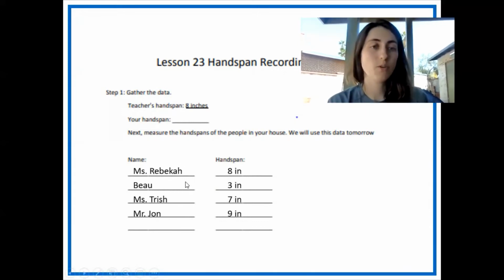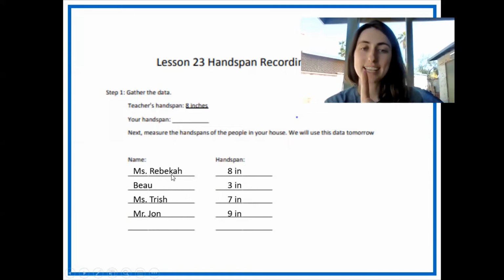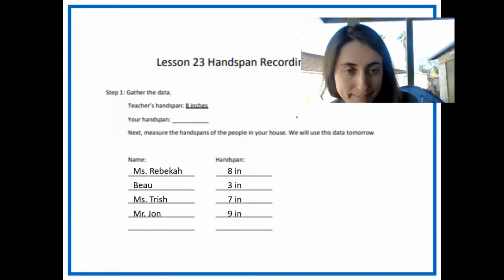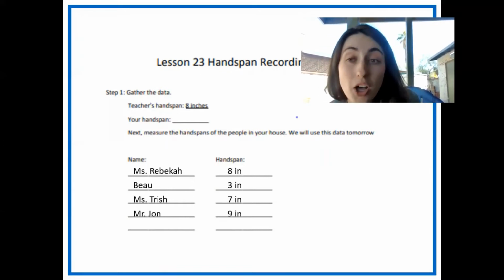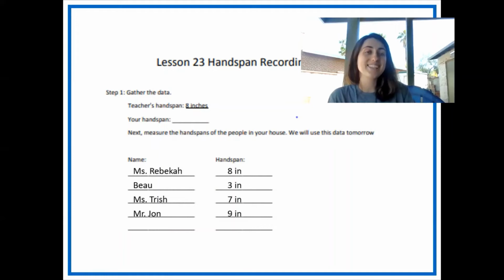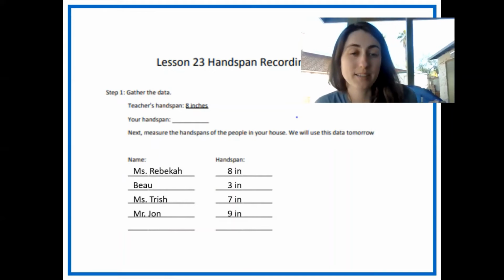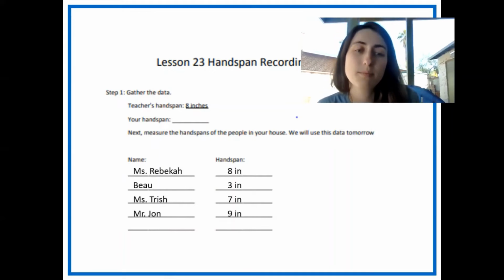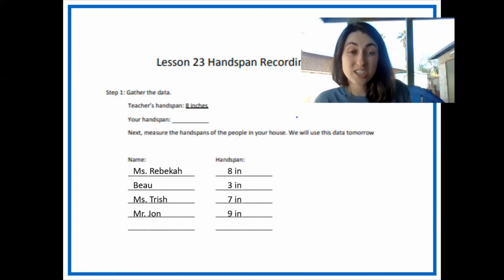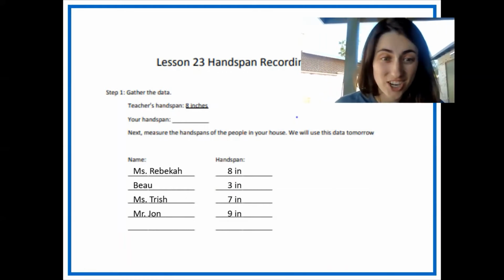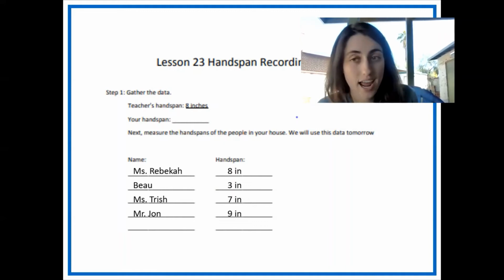So I live with Miss Rebecca, and Miss Rebecca has 8 inches of a hand span. I, of course, had to measure Mr. Bo, my dog, and he has only 3 inches of, I guess, a paw span. And I'm staying with Miss Rebecca's mom and dad, and so that's who Miss Trish and Mr. John are. Miss Trish's hand span is actually 7 inches, and Mr. John's hand span is 9 inches.